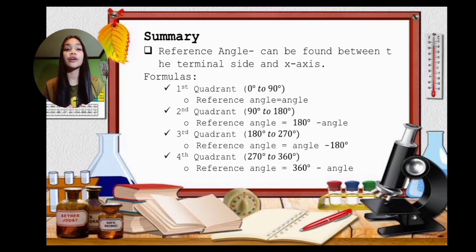First, the reference angle can be found between the terminal side and the initial side, the x-axis. The formulas are: in the first quadrant, angles from 0 degrees to 90 degrees, reference angle equals angle. In the second quadrant, 90 degrees to 180 degrees, reference angle equals 180 degrees minus the given angle. In the third quadrant, angles from 180 degrees to 270 degrees, reference angle equals angle minus 180 degrees. And for the fourth quadrant, 270 degrees to 360 degrees, the formula is reference angle equals 360 degrees minus the angle.